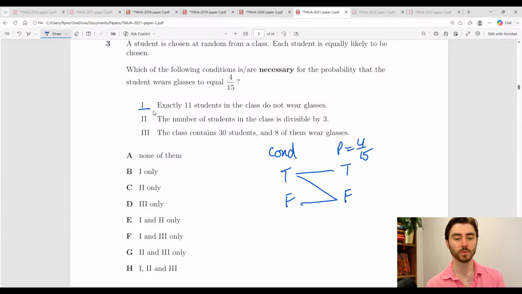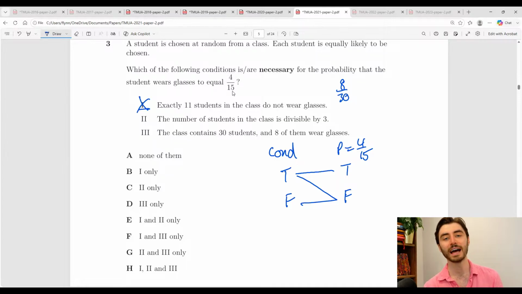So the first one, can that be false and you still get a probability of 4/15? Yes, because that could have been 8 out of 30, which means that 22 students do not wear glasses. That is not a necessary condition. The number of students in the class is divisible by 3.